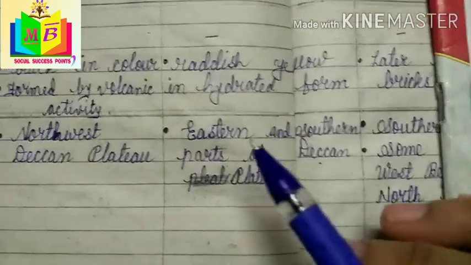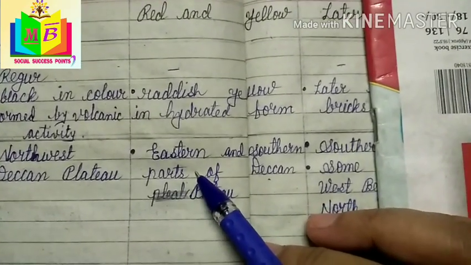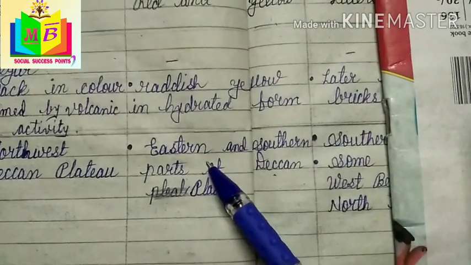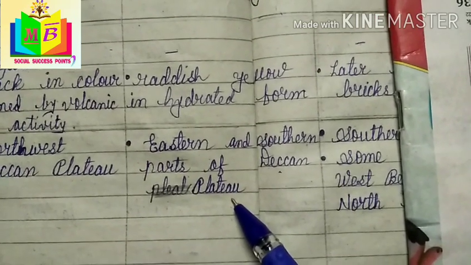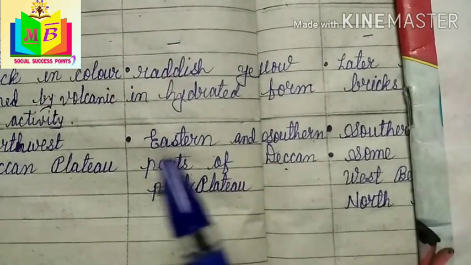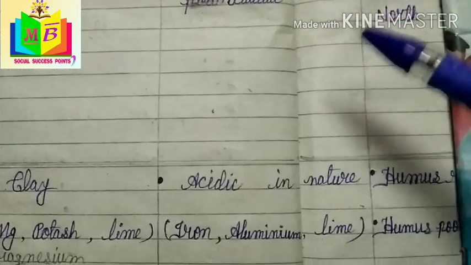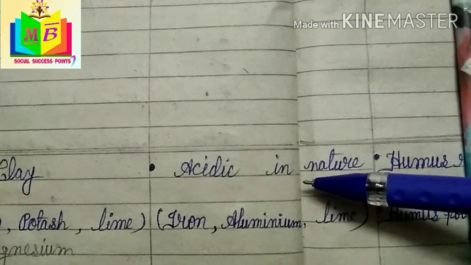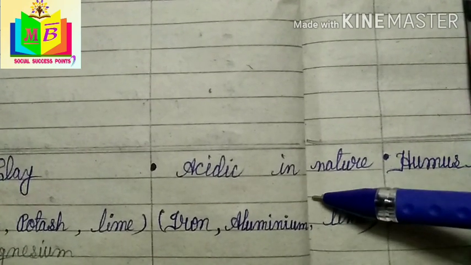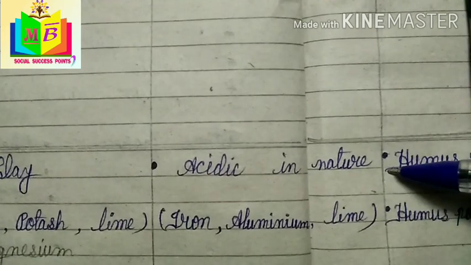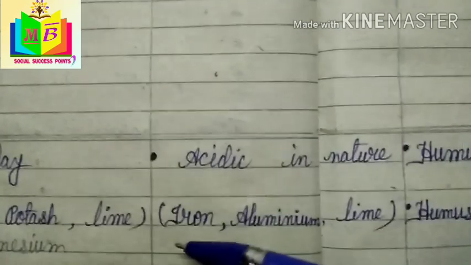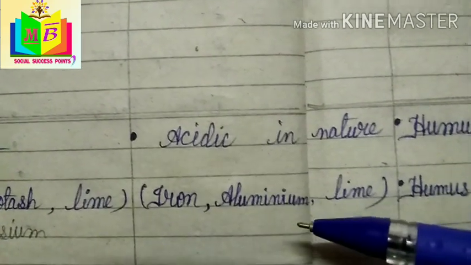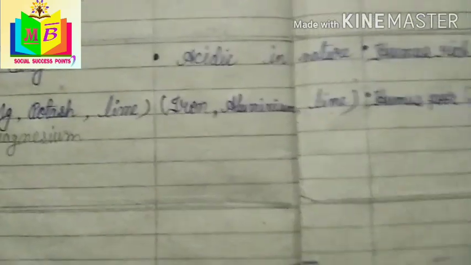Next is where the red and yellow soil is found. This soil is found in eastern and southern parts of Deccan Plateau. And if we talk about the composition of red and yellow soil, it is acidic in nature, and the nutrients found in red and yellow soil are iron, aluminium and lime. Next is type. There is no other type of red and yellow soil.